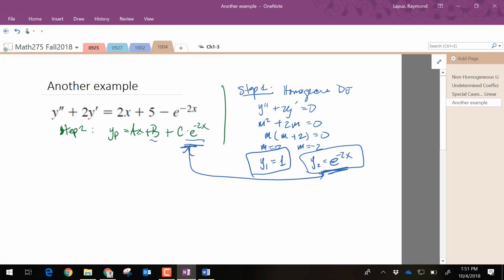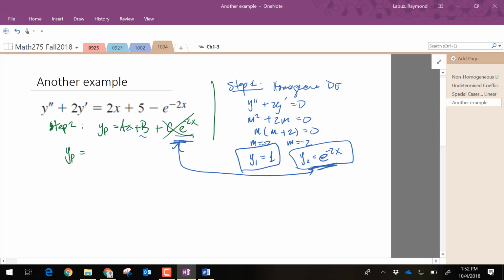So I cannot use c times e to the negative 2x as part of my particular solution. So what do I do? Multiply it by x. So our particular solution now will change. Y sub p is equal to ax plus b plus c times x e to the negative 2x. Just by multiplying it by x, it will now become linearly independent from one of the two solutions that we have, and it should work out, hopefully.